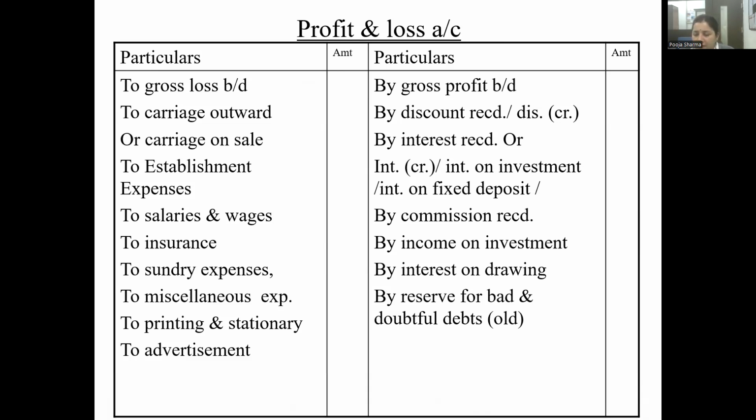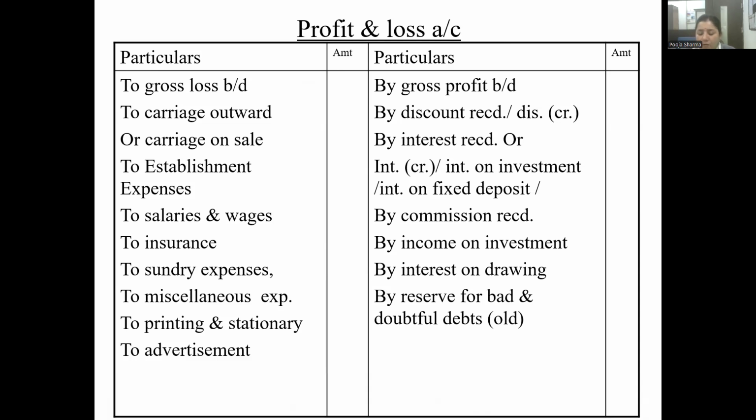Likewise, you will write the indirect income: discount received, interest received, commission received, and reserve. These are some of the incomes. Reserve for bad debts and doubtful debts is an amount which was not used by the company in the previous year. Here you will write it as income, because you deducted this amount from the previous year's profit and it was not used. So you will write reserve for bad debts and doubtful debts on the credit side, as it is part of the profit which was deducted earlier but not used, and you add it back to the profit.